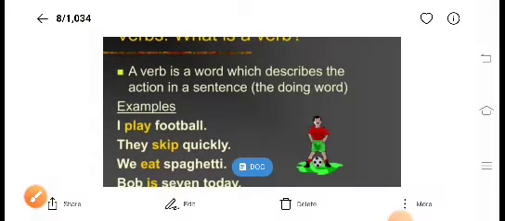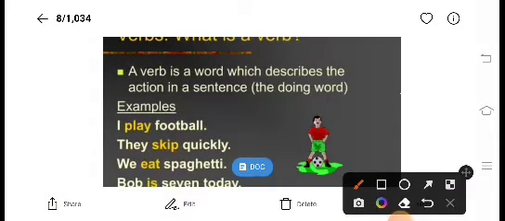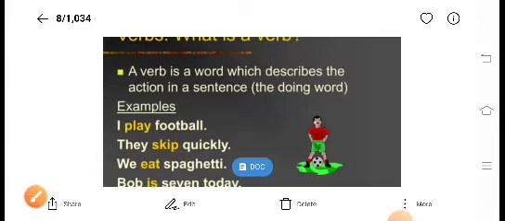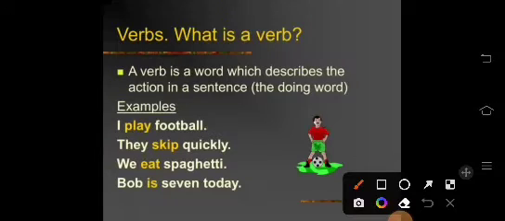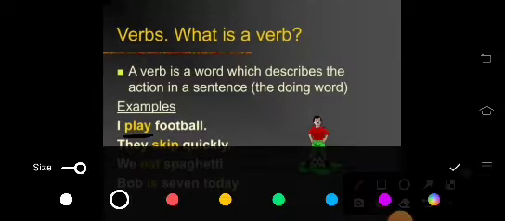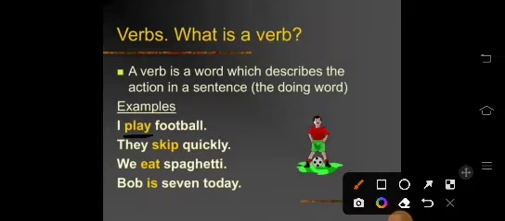Now, coming to the verb. What is a verb? A verb is a word which describes the action in a sentence. The action, the doing word. Say, for example, I play football. What do I do with football? I play football. So this playing is the action that is done in the sentence. So it is known as a verb.